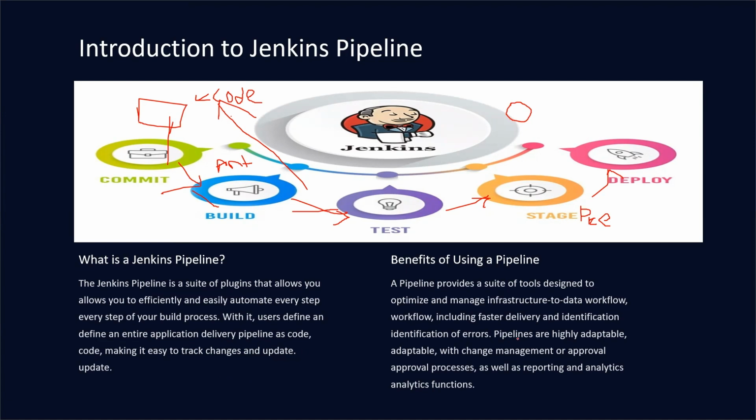Benefits of using a pipeline. What is a pipeline used for? A pipeline provides a suite of tools designed to optimize and manage infrastructure to data workflow, including faster delivery and identification of errors. Pipelines are highly adaptable with change management or approval processes. Let's say in your project, your code is being deployed to the production server. Before it is deployed, it is validated by your manager, right? So the approval process is defined in Jenkins.